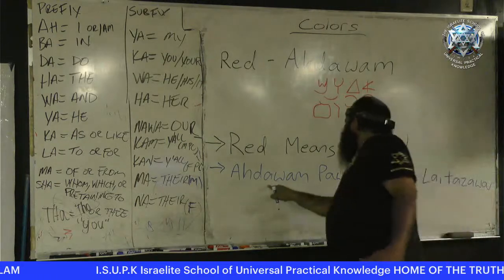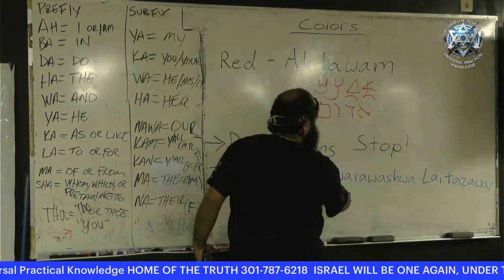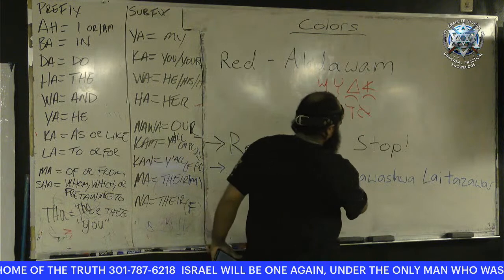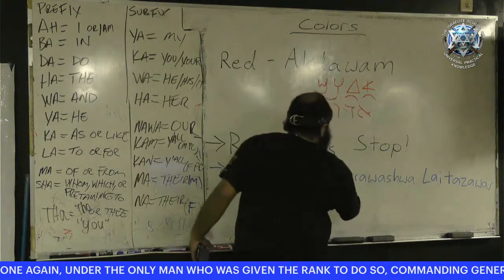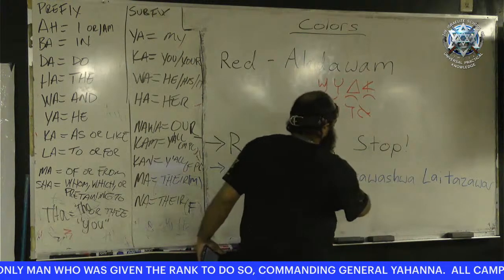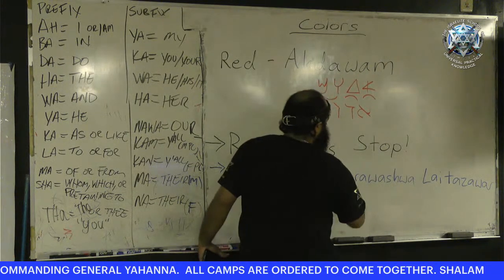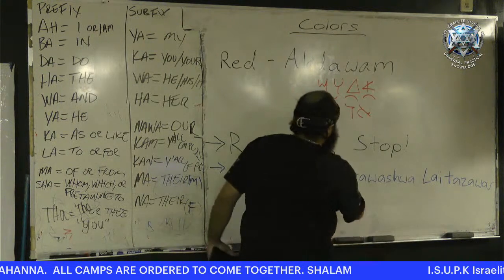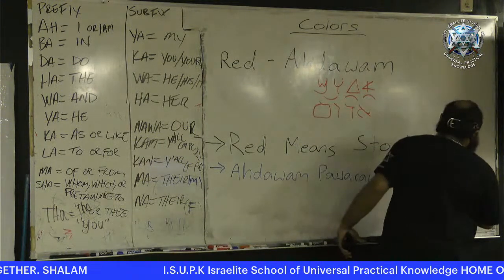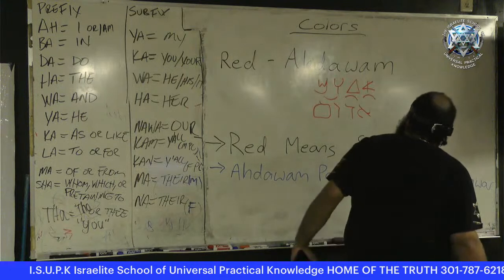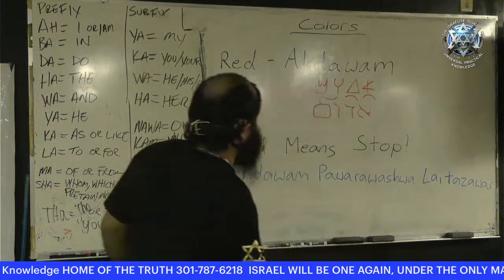So Adawam means red. Hawa, Rawashwa, which means to specify. And when you see it's conjugated, if you've been paying attention to some of the earlier classes, and this is a little bit intermediate, when we put the wa after the first letter, and we have the wa at the end, it turns the word parash, which means specify, into "is currently specifying." So red specifying means, and la'ai tazawar, to halt, to stop. So Adawam pawa rawashwa la'ai tazawar. Red means stop.